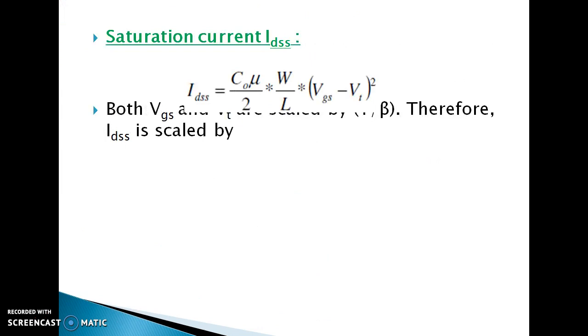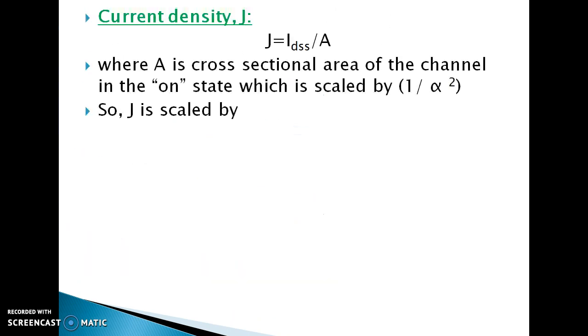Now saturation current. We know that the saturation current equation is half mu n Cox W by L into Vgs minus Vt whole square. If we see the parameters here, IDSS is scaled by 1 by beta times. VGS and VT both are scaled by 1 by beta times. So finally it becomes 1 by beta square into mu n into Cox by 2, that is beta. So finally it is 1 by beta.